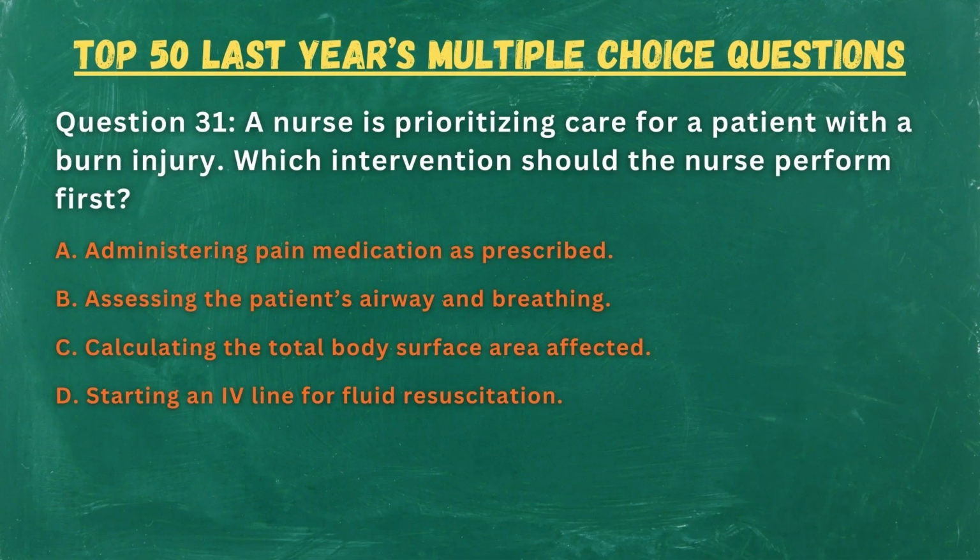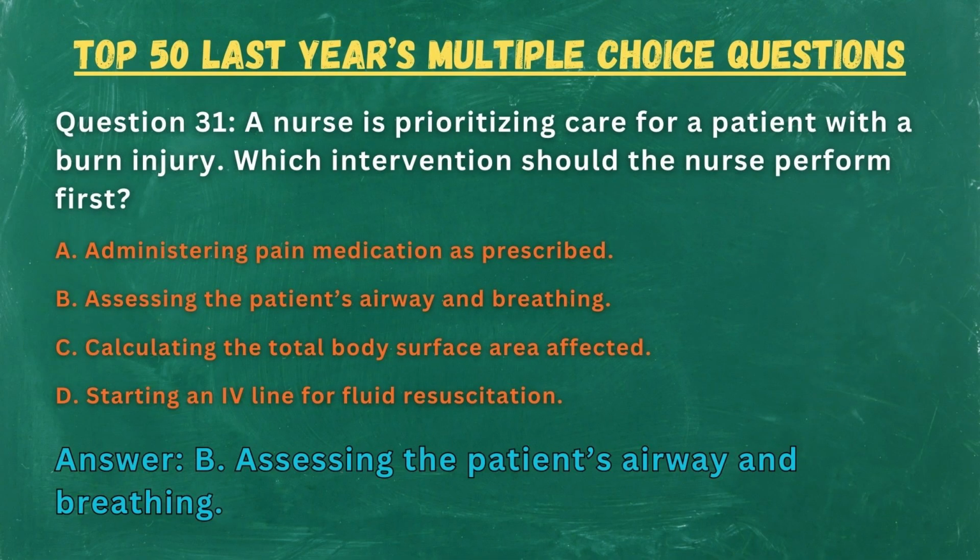Question 31. A nurse is prioritizing care for a patient with a burn injury. Which intervention should the nurse perform first? A. Administering pain medication as prescribed. B. Assessing the patient's airway and breathing. C. Calculating the total body surface area affected. D. Starting an IV line for fluid resuscitation.